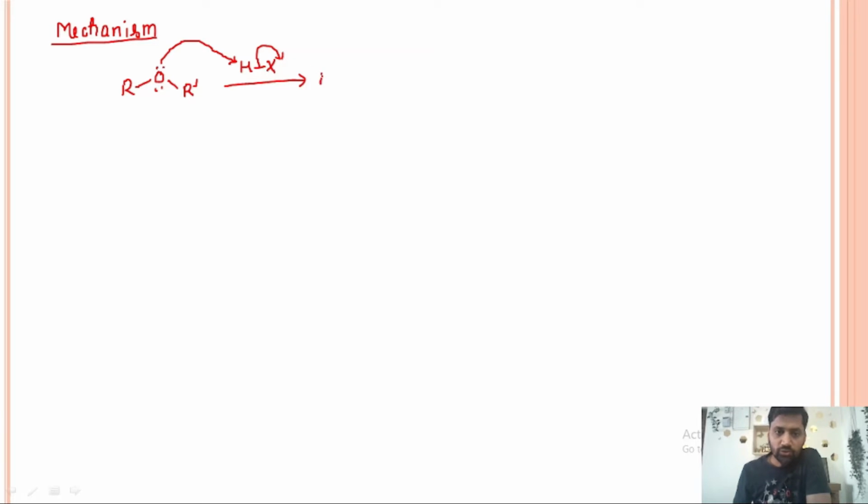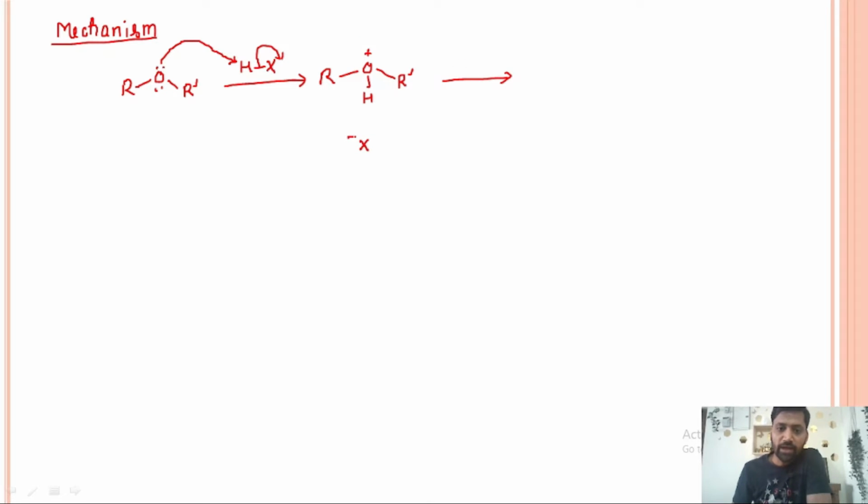So you will get an intermediate in which you have formed an oxonium ion. There is a positive charge on the oxygen atom, and as soon as we get a positive charge on oxygen, you should understand that it has been converted into a good leaving group, because now the leaving group is ROH or R prime OH, which is an alcohol, and alcohols are pretty weak bases. So now it is pretty easy for a nucleophile to attack this compound.